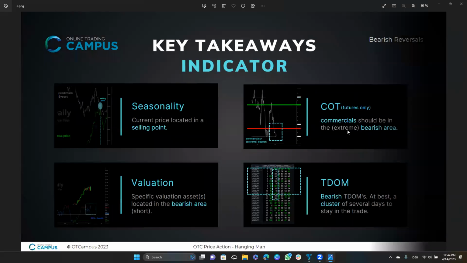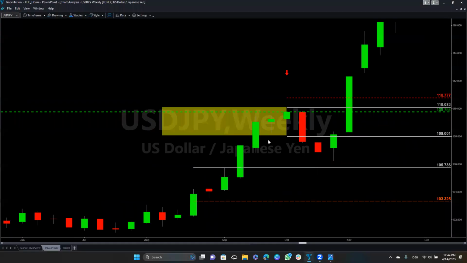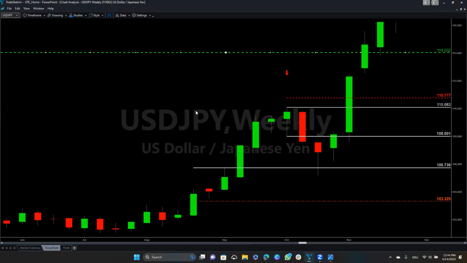Let's talk about the key takeaways, the indicator, the COT, right? It is the US dollar, Japanese yen. That means it is not possible to talk about the COT. COT works only with futures. That means it's not helpful here. Of course, you can make your analysis. I got questions about it, but that's a topic for the advanced lesson, only a teaser.